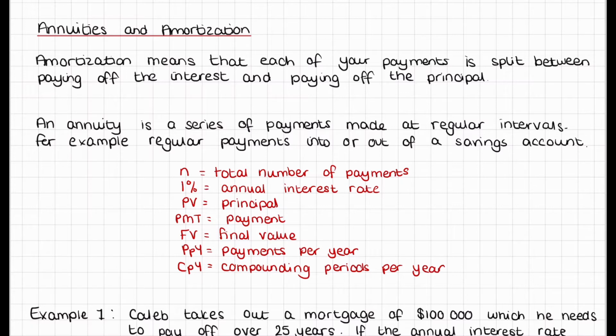FV, the final value or future value, PPY payments per year, and CPY compounding periods per year. With these examples now, you'll find that PPY and CPY will be the same, and it will automatically change in your calculator, so there isn't anything you need to do with that.